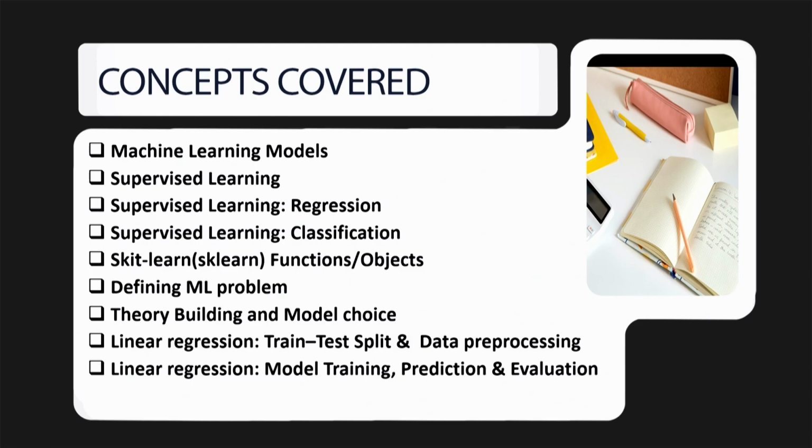Then we will define a machine learning problem, how to look into it, what is theory building, what is model choice, and then we will do linear regression where we will train and test. We will split the data into train and test, and we will do data processing and so on. And finally, we will do model training, prediction and evaluation.